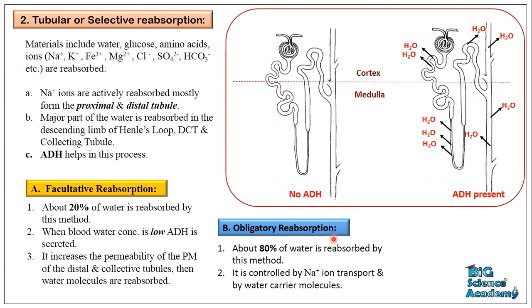Now we will discuss obligatory reabsorption. About 80% of the water is reabsorbed by this method from the proximal convoluted tubules. This water reabsorption is controlled by both sodium ion transport and by water carrier molecules. Sodium ions are transported from the proximal convoluted tubule into the blood, and the osmotic pressure of blood becomes higher than that of the filtrate. Water molecules follow the sodium ions into the blood in order to re-establish the osmotic equilibrium. The PCT has no control over osmosis and is always permeable to water.